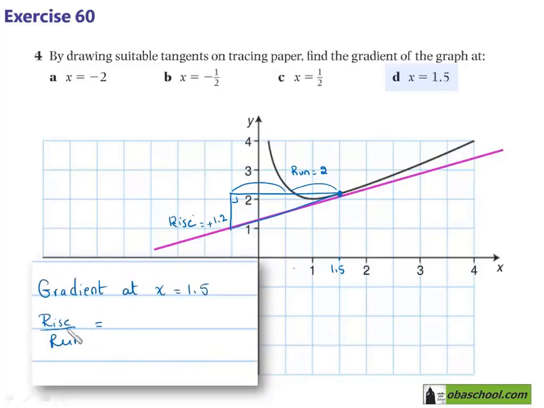So for the gradient at x equal to 1.5, rise divided by run is 1.2 divided by 2, and that would be 0.6, the gradient at x equal to 1.5.